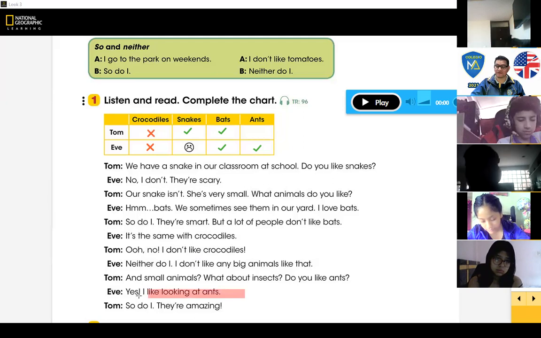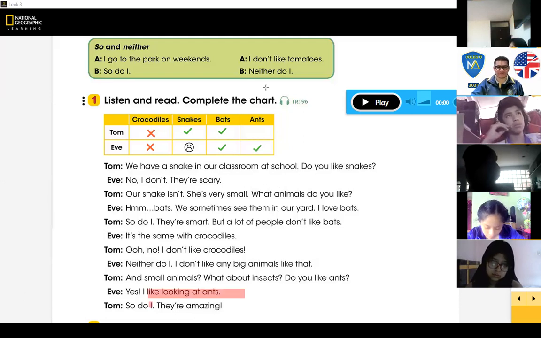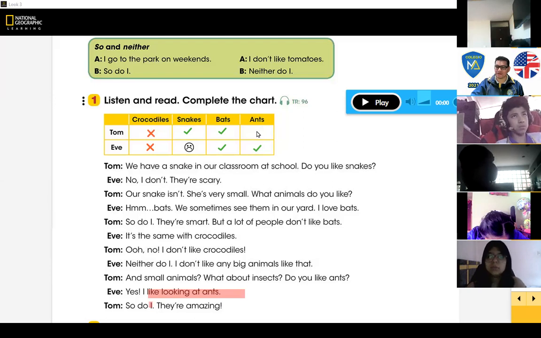I like looking at ants, and so do I. They're amazing. Okay, now we have done this activity. Let's check this, no? Tom says, so do I, a mí también, o yo también, no?